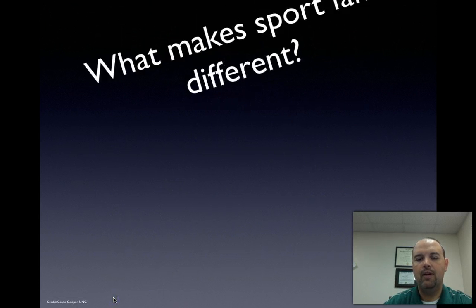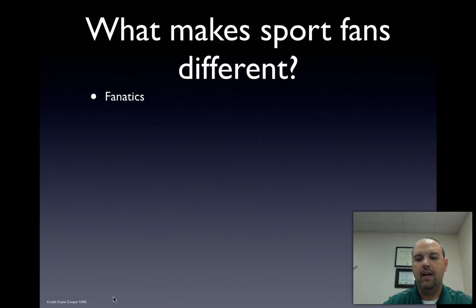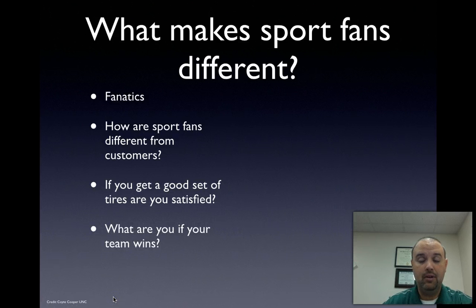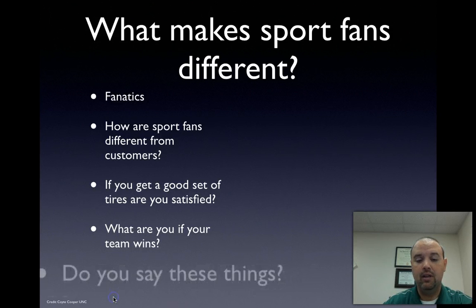So what makes sport fans different? They're fanatics. They're obsessed with winning and losing of their team. If you go buy any other kind of product, if you go get a set of tires for your car, are you satisfied? You might be satisfied, but not like it when your team wins. It's two totally different things.